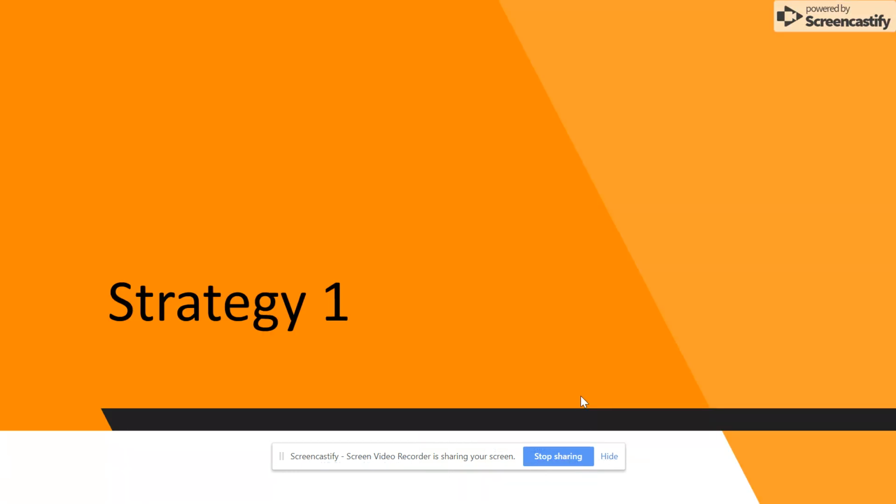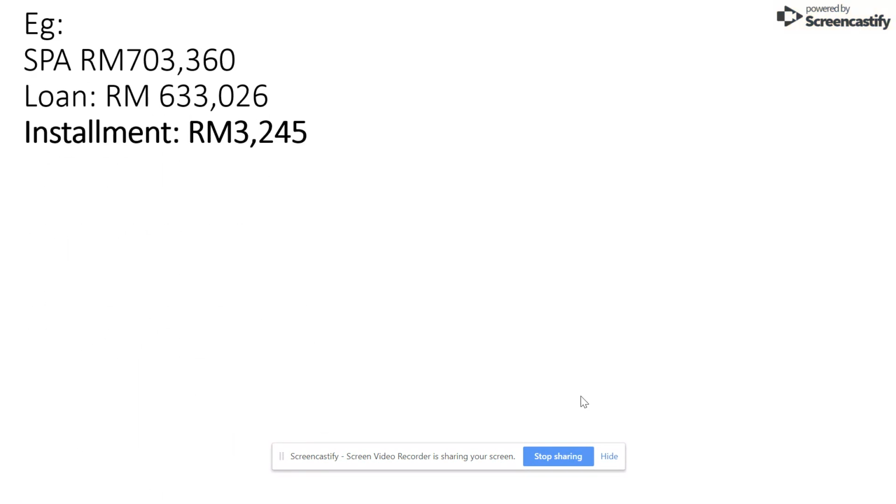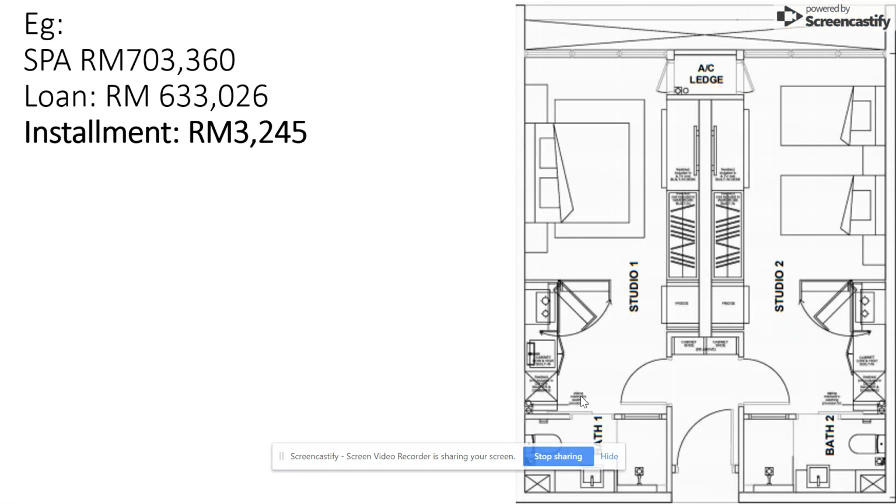Alright, so I'm going to use a new launch property in Oakland Road that's going to be completed in 4 years' time. But what I'm going to do here is a calculation based on the current market value in Oakland Road. So the first strategy is, okay, on the right hand side here, you will see an example of a dual key layout, one door, and then you have two separate units.